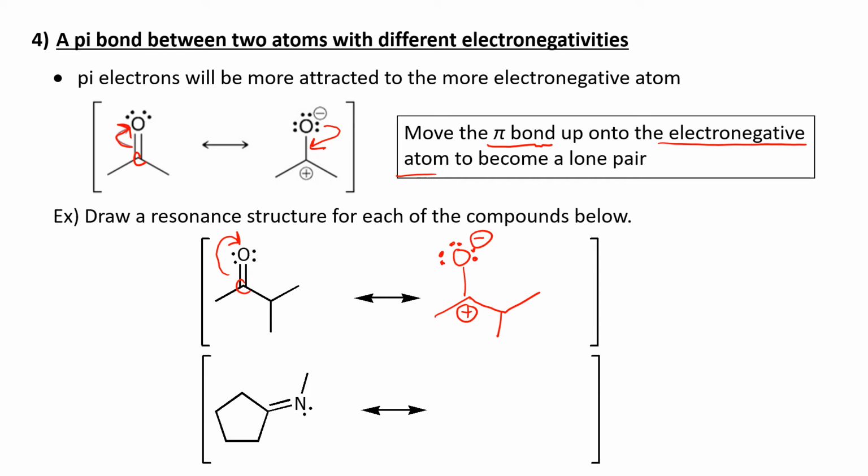In the next example, we have a pi bond between carbon and nitrogen, and the electrons from the pi bond should be deposited onto the nitrogen, the more electronegative atom. And now that nitrogen is going to have an extra bond drawn. That nitrogen is going to have two lone pairs, so it gets a negative charge. And the carbon gets a positive charge.